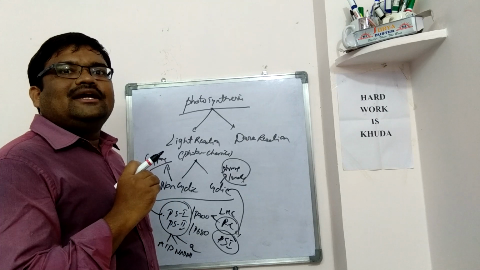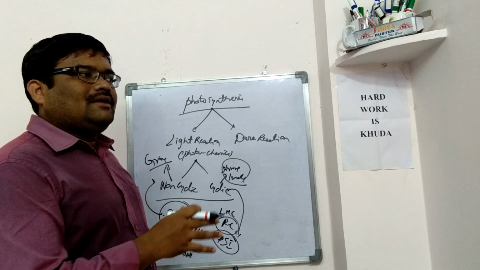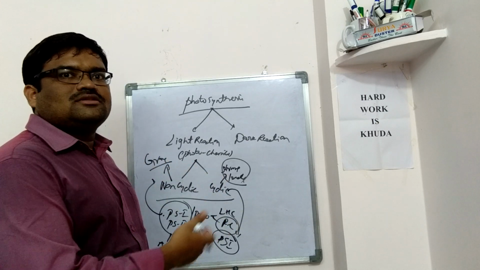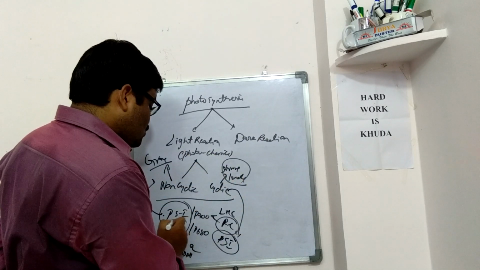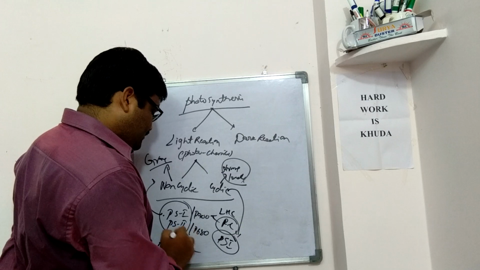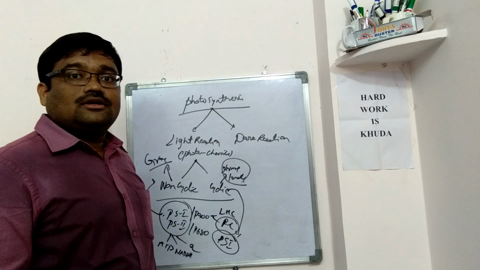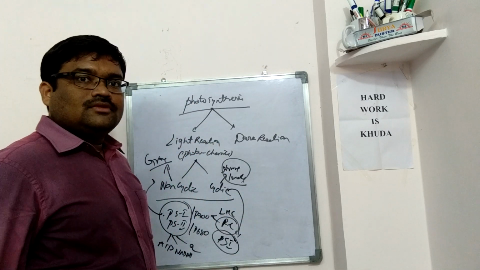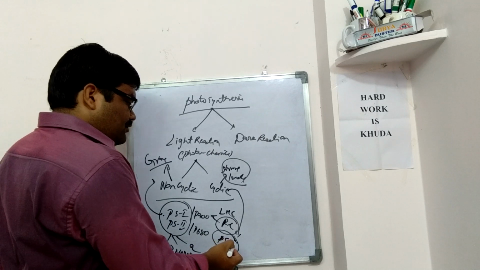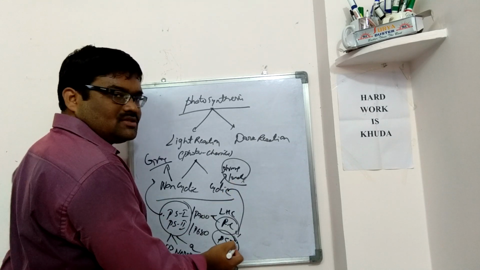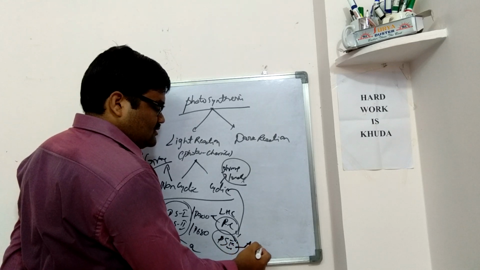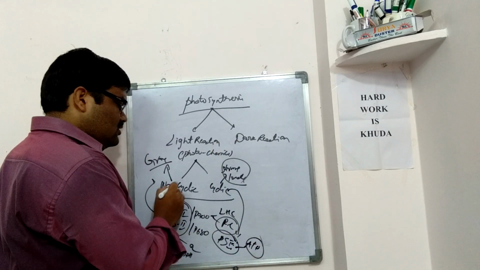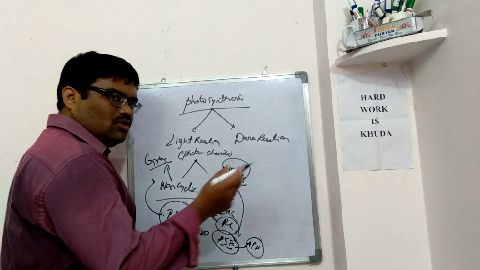But the thing is, in stroma lamellae, there will be no photosystem 2, and there will be no NADP reductase. It means the enzyme responsible for the synthesis of NADPH. There will be no PS2 and no reductase. Only PS1 is present. That is why we call it cyclic, because in cyclic only photosystem 1, that means P700, is involved. Only ATPs are synthesized, whereas in non-cyclic, both ATP and NADPH and oxygen as well.